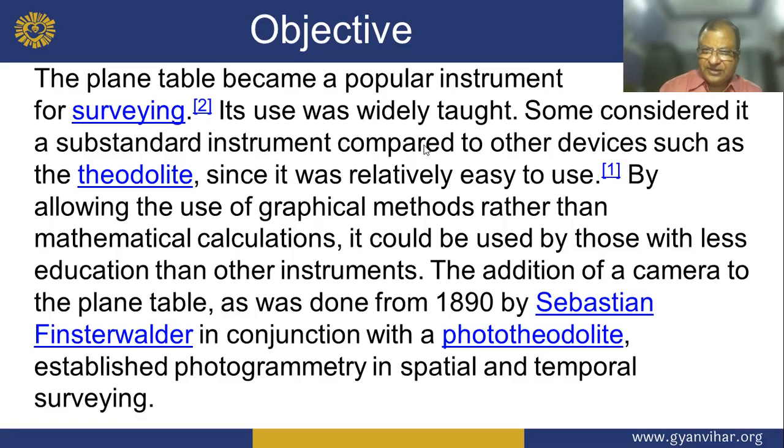The addition of a camera to the plane table was done in 1819 by Sebastian Finsterwalder in conjunction with a phototheodolite, which established photogrammetry in spatial and temporal surveying.